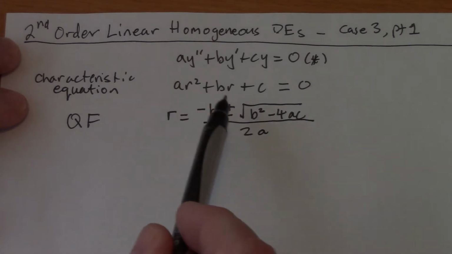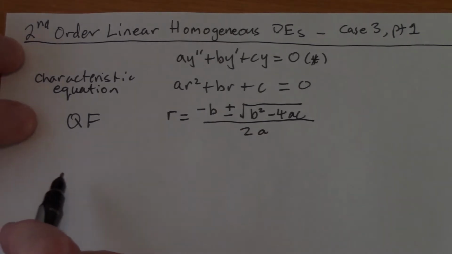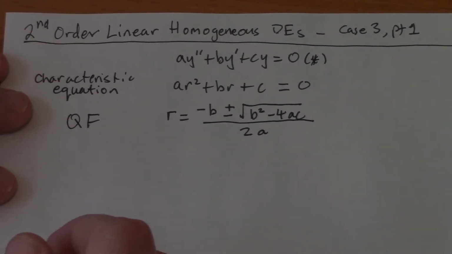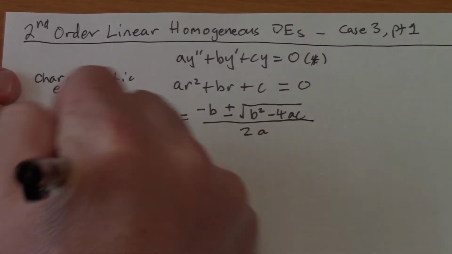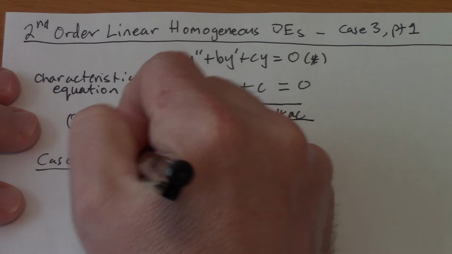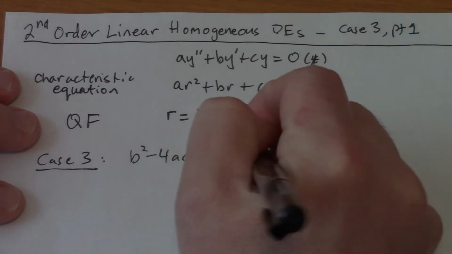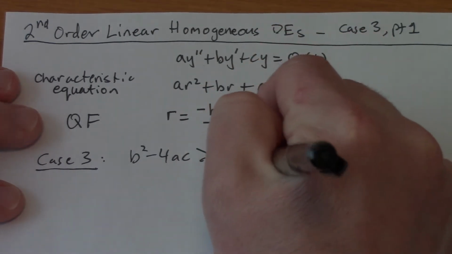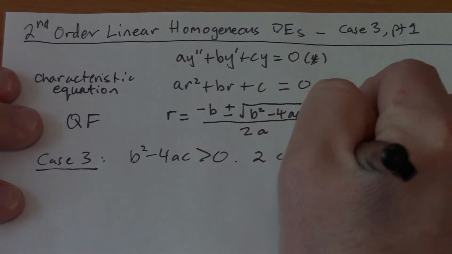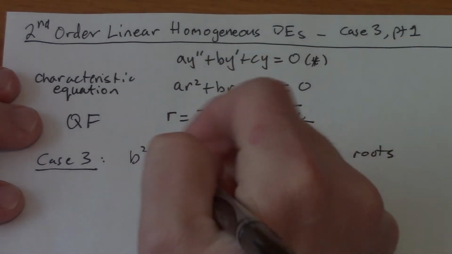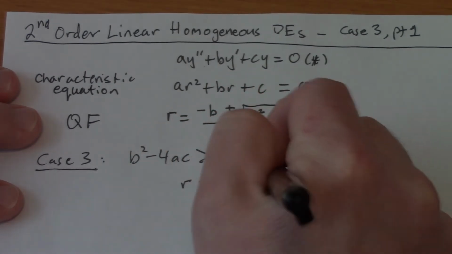Characteristic equation is ar squared plus br plus c equals 0, and the quadratic formula gives us that r equals negative b plus or minus the square root of b squared minus 4ac all over 2a. And case 3, this is where b squared minus 4ac is less than 0. And what does that mean? That means we have two complex roots. And so we'll just say that r is going to be alpha plus or minus beta i.